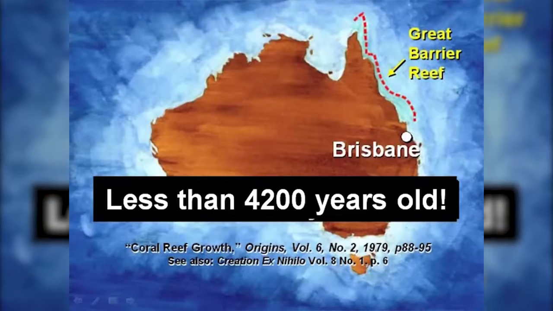After watching it grow for 20 years, they came to the conclusion that the reef is less than 4,200 years old. If the Earth is billions of years old, why don't we have a bigger reef someplace? And why is the oldest coral reef less than 4,200 years old?